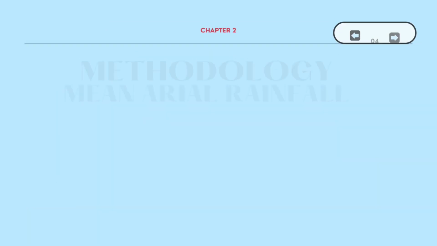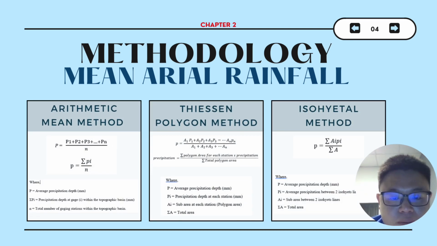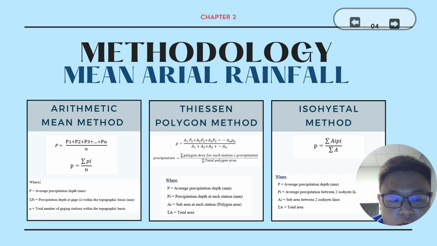For the methodology part, how do we find the mean area rainfall? Firstly, we are going to use the arithmetic mean method, which is P equals the total of Pi over N. Secondly, we are going to use the Thiessen polygon method, which is the total polygon area for each station times the precipitation depth, divided by the total polygon area. Lastly, we are going to use the isohyetal method, which is P equals the total of the sub-area between two isohyet lines times the average precipitation between two isohyets, divided by the total area.